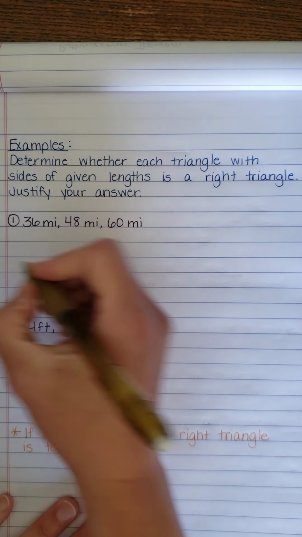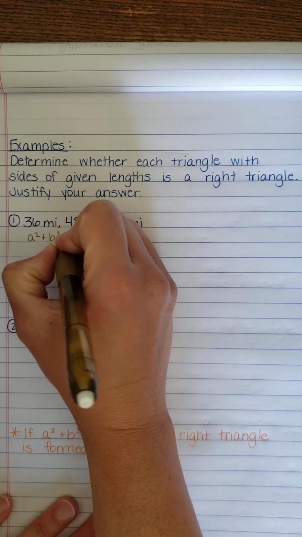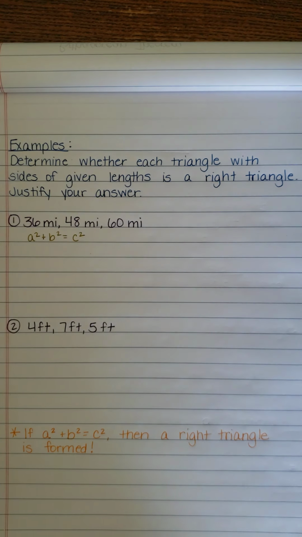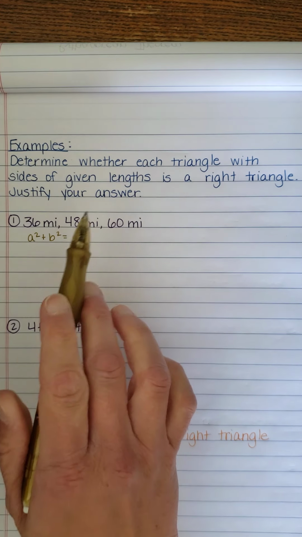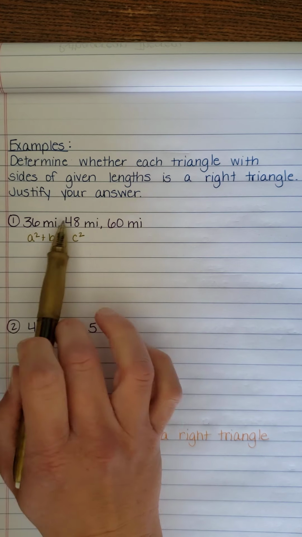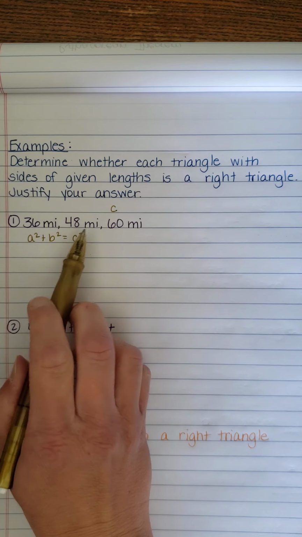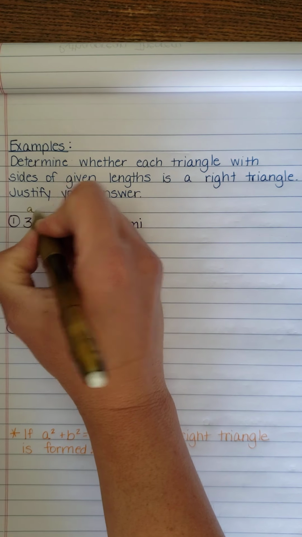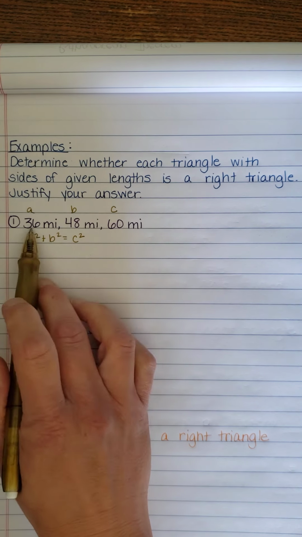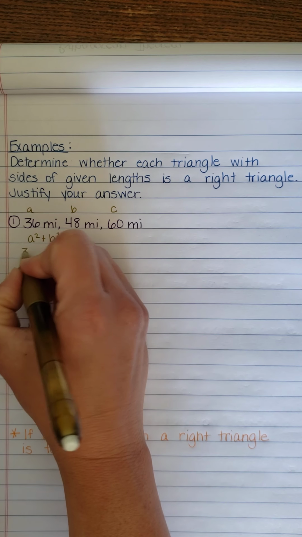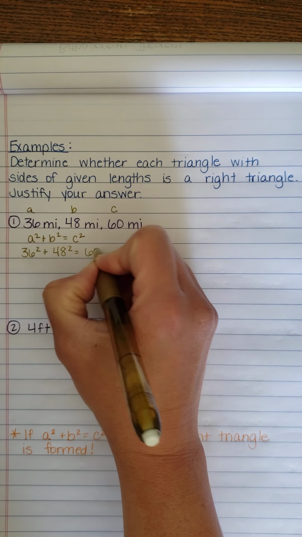So we know that the Pythagorean theorem is a squared plus b squared equals c squared. So what I'm going to do is take these numbers and plug them into my theorem. If I look at them now, 60 is the greatest number, so that's going to be side C. That's my hypotenuse. Then I have 36 and 48. So I'm just going to say here's A, here's B, and there's C. Okay? So then we're going to replace our variables with those amounts. So I'm going to have 36 squared plus 48 squared is equal to 60 squared.